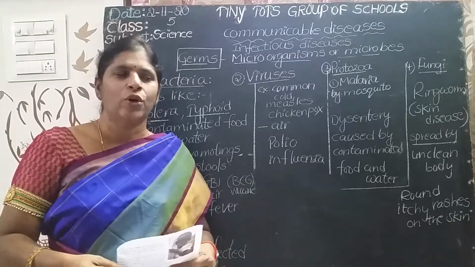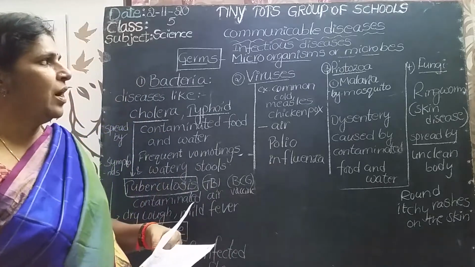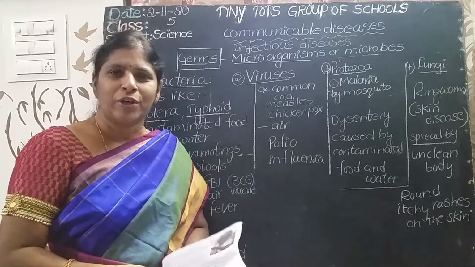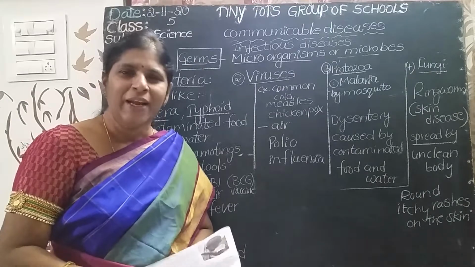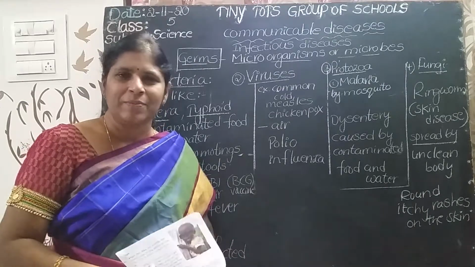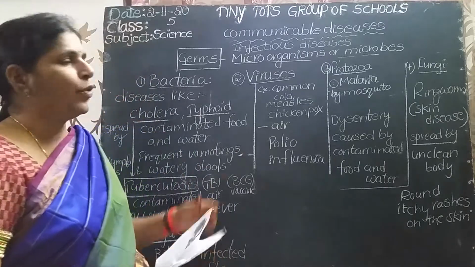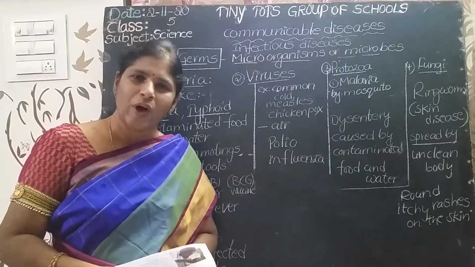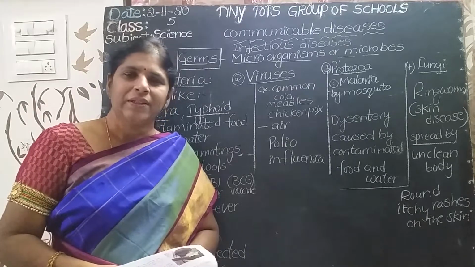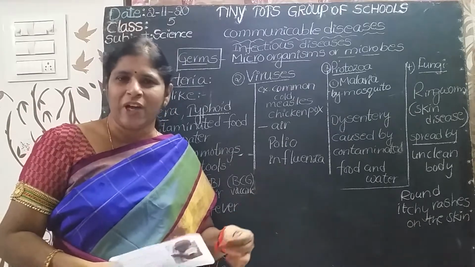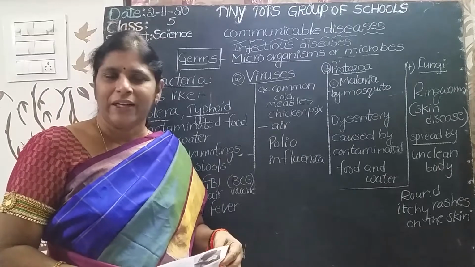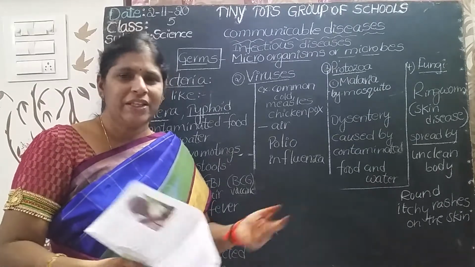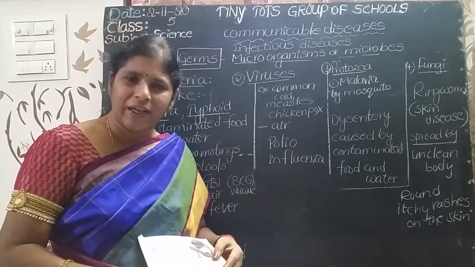Okay, children, communicable diseases are caused by microorganisms. Tell me some examples of diseases caused by microorganisms. They cause many diseases: common cold, cholera, typhoid, malaria, dysentery, measles, mumps, chicken pox. These are all caused by microorganisms.